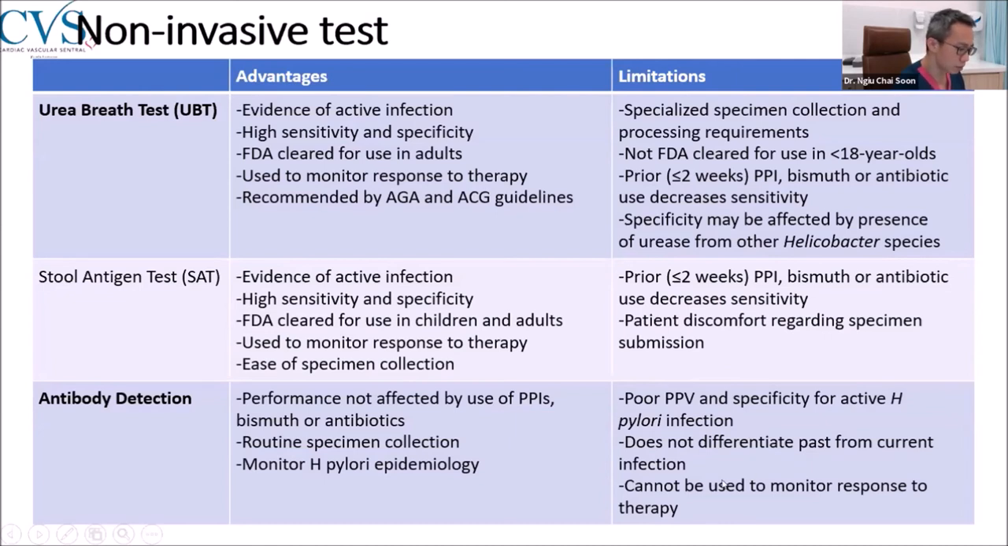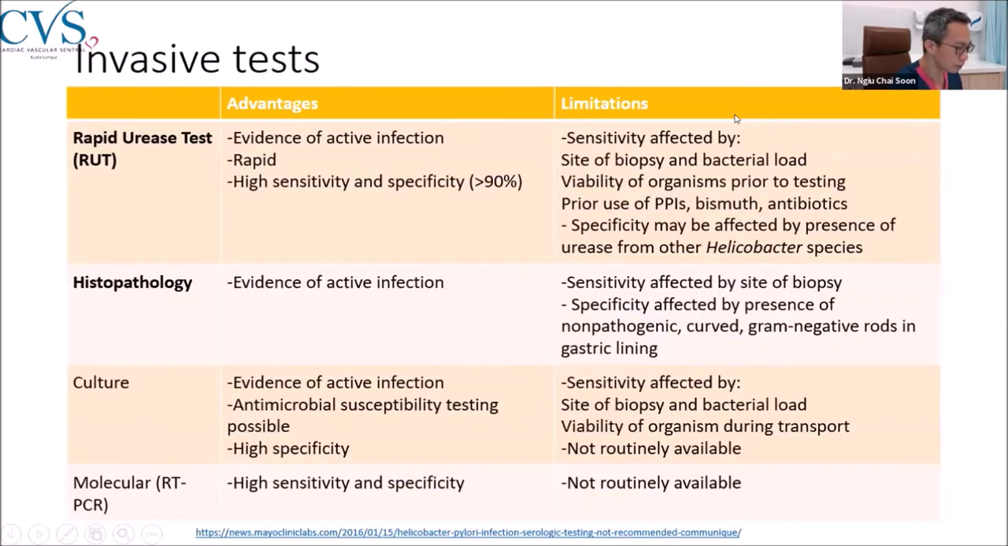And besides that, serology test actually is not good to be used to monitor response to therapy. The better test to use to test for Helicobacter pylori in your clinic setting actually, by right, should be the urea breath test. And for invasive testing, what are the tests that we commonly use as a gastroenterologist?